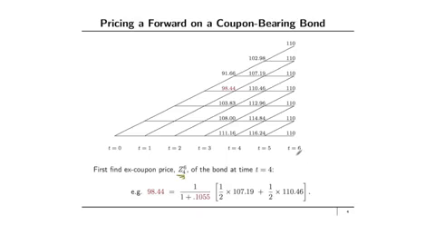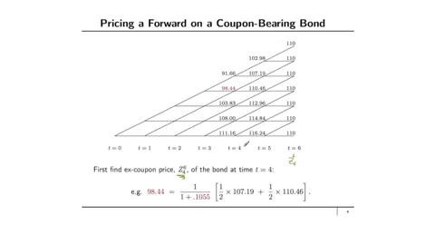So to compute Z46, we'll work backwards in the lattice from time t equals 6. At time t equals 6, we know that the value Z66 is 110. And it's 110 because at maturity you get the face value of 100 back, but you also get the 10% coupon, which corresponds to $10. So the total payoff at t equals 6, at maturity of the underlying bond, is 110.